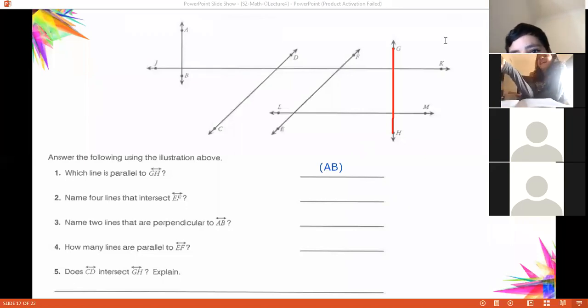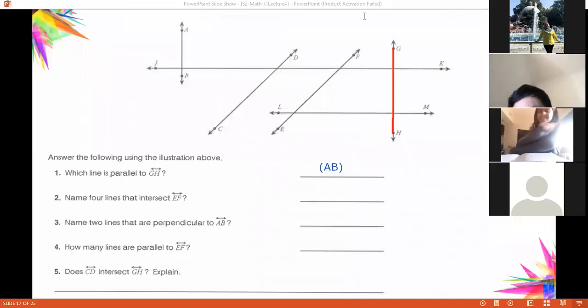Now Nancy. Yes, come on Nancy, give me a line. Okay, I need a line that intersects with EF. Can you see EF? This is EF. This EF is not parallel, Nancy. Intersecting, making an intersection with this line. This is EF. Who makes an intersection with EF?